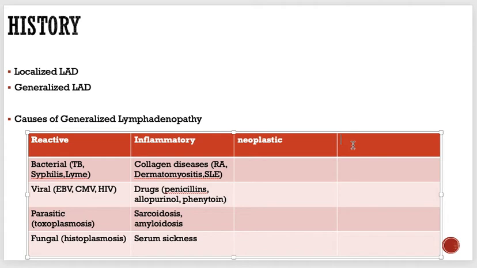And then neoplastic, simply cancers. It could be lymphoma, it could be cancers, it could be lymphoproliferative disorders. All of these can give generalized lymphadenopathy.